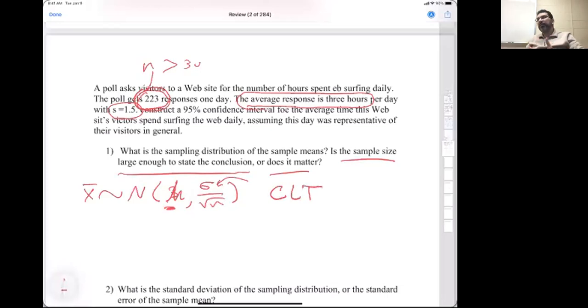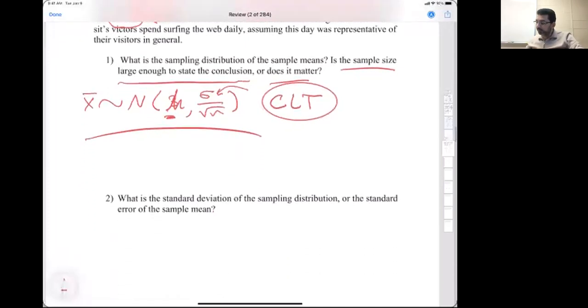So this is a condition, or assumption, we have to check so we can apply the confidence interval in this case. Because the sample size is large, we can apply the central limit theorem, so we can conclude that the sampling distribution of x bar is normally distributed. This is the first check you have to make sure of. After that, you can construct the confidence interval.